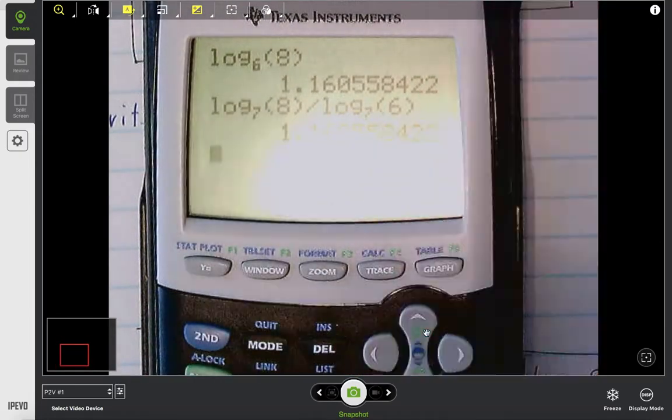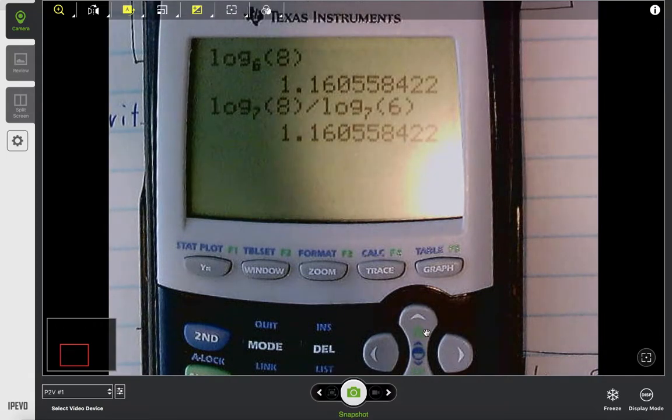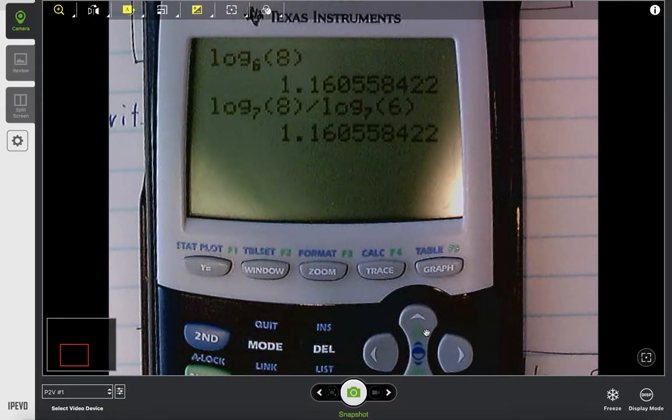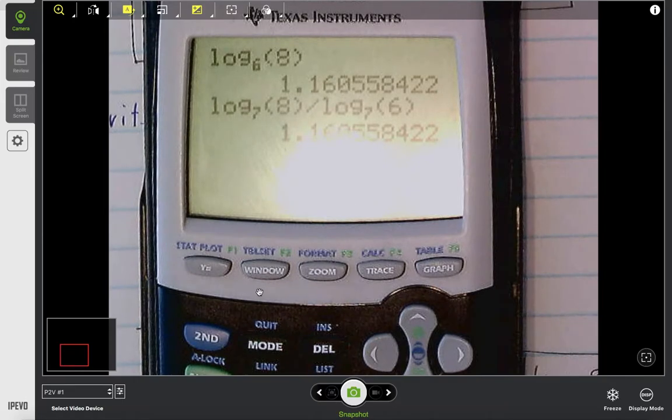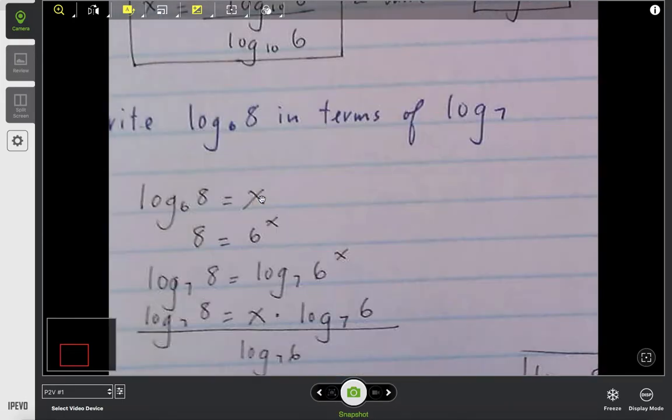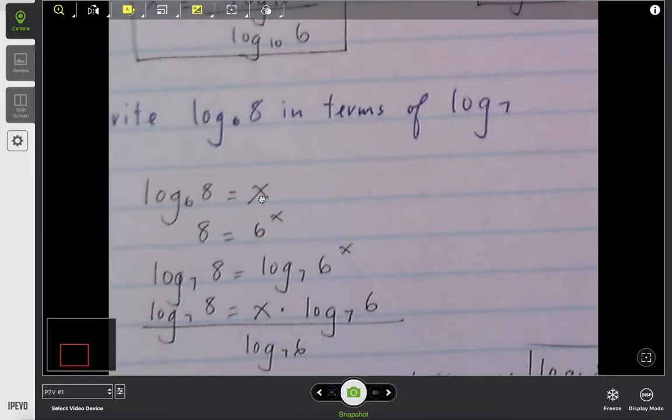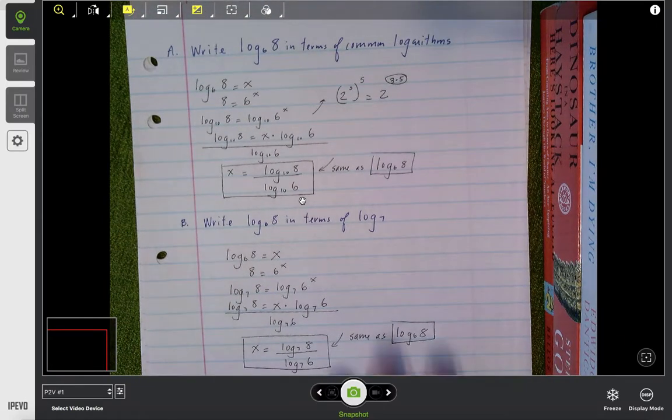Let me just see if I can block out some of this light here. So the first line is log base 6 of 8. You get 1.16 approximately. And the next line, you've got log base 7 of 8 divided by log base 7 of 6. And you end up with the same exact outcome. So hopefully that's some proof of what I'm trying to say, that we can convert a particular base to any other base of our choosing.